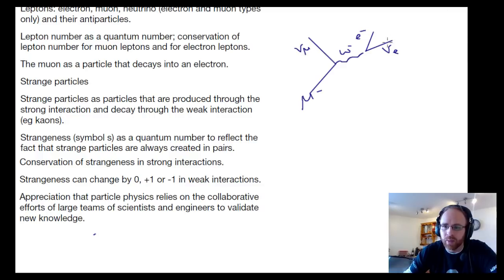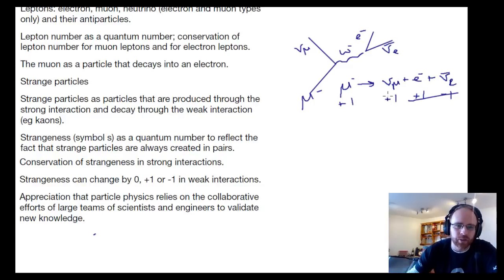Because we've created a lepton out of nowhere. So our decay could look like a muon decays into a muon neutrino plus an electron plus an anti-electron neutrino. So we've got a lepton number on this side of +1, a +1 for that one, a +1 for that one, and a -1 for that one. So those two cancel, giving me a lepton number of +1 before the interaction and a lepton number of +1 after the interaction. So that's how you could describe the decay of a muon into an electron.